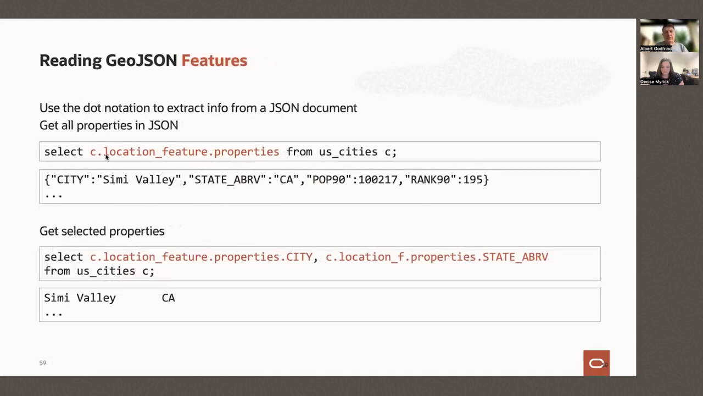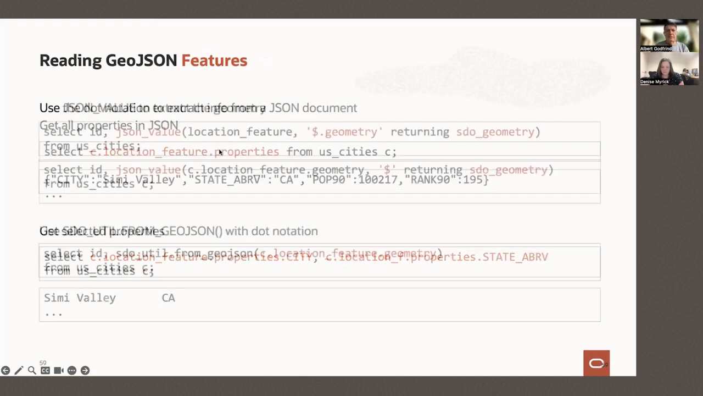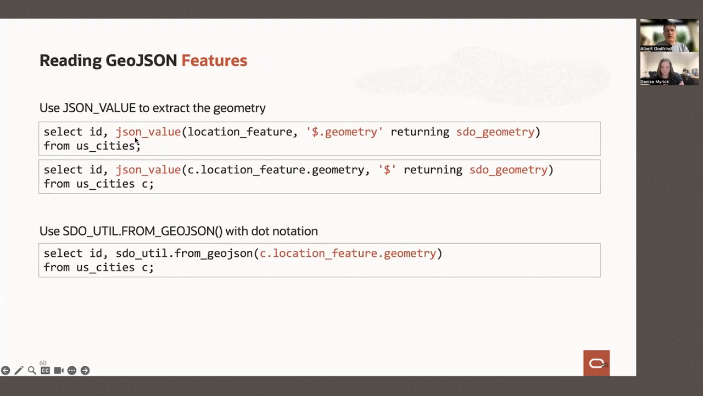For a feature, well, it's similar. Again, you get the feature properties. We've seen that already at the beginning of the session. You can get selected properties only if you want. And to build a complete feature, it's like this: JSON value, location, feature, geometry, with the properties next to it, returning an SDO geometry. Sorry, this is to return the geometry, and this is to return the geometry as well, just a different location.